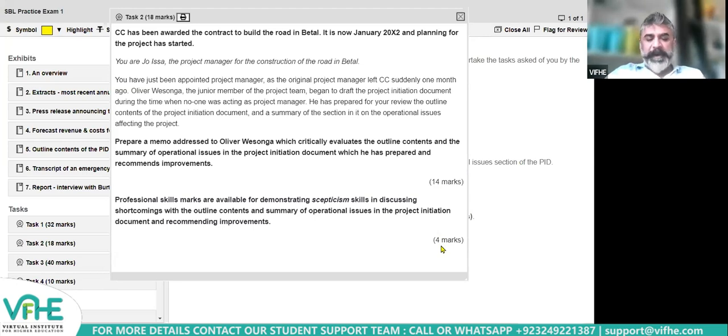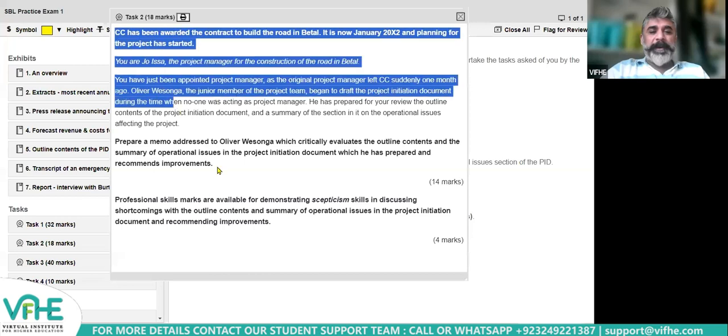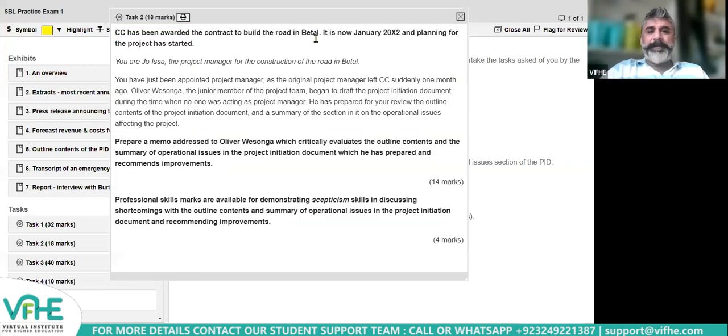So I repeat, there are three components of the requirement in all SBL questions: a background, a technical requirement, and a professional skills requirement. It is very, very important to read the background because, A, you will understand the context of the requirement, and B, certain information is sometimes provided in the background which you can use in your answer. So never skip the background, okay? Can you please read from here to here? I give you 1 minute. Time starts now.